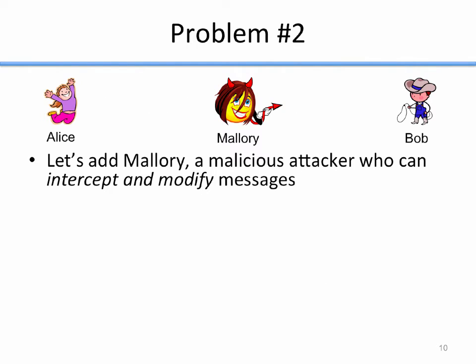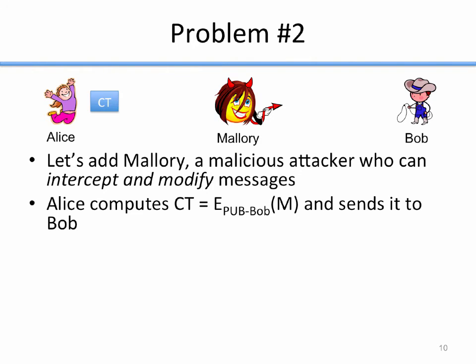Okay, there's another problem with this. In order to understand this problem, we're going to have to add yet another character to our cryptographic games. And this character is going to be Mallory. Mallory is a malicious attacker who can intercept and modify messages. So from the last lecture, we talked about Eve, who was an eavesdropper who just looked at messages. Eve was a passive attacker. Mallory is an active attacker. Mallory intercepts and modifies.